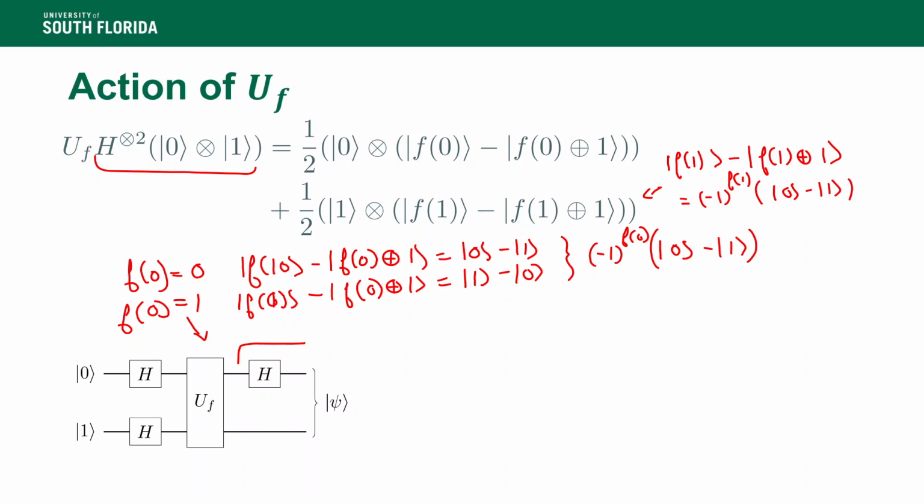Indeed, remember this is the state that we're looking for. If we factor by |0⟩ minus |1⟩, what we get is (-1)^f(0) times 1/2 of (|0⟩ plus (-1)^(f(0) XOR f(1)) |1⟩) tensored with (|0⟩ minus |1⟩).